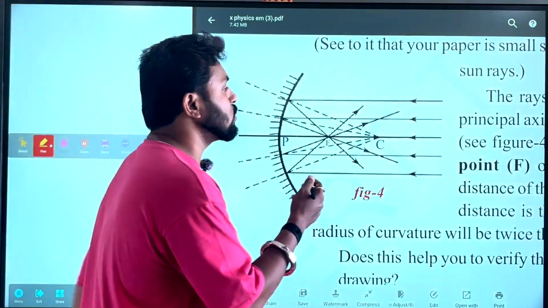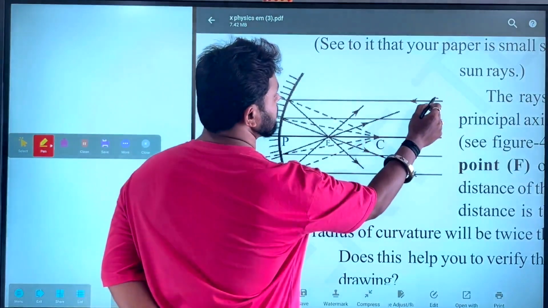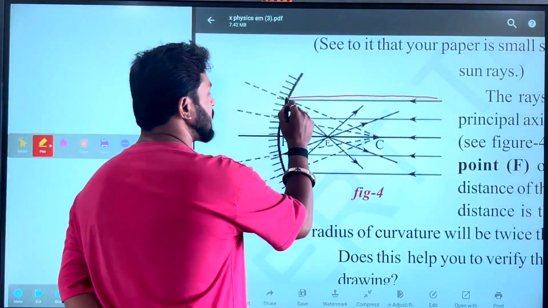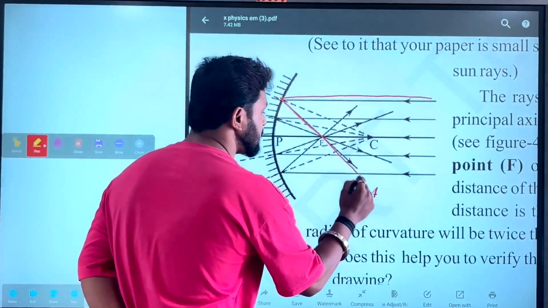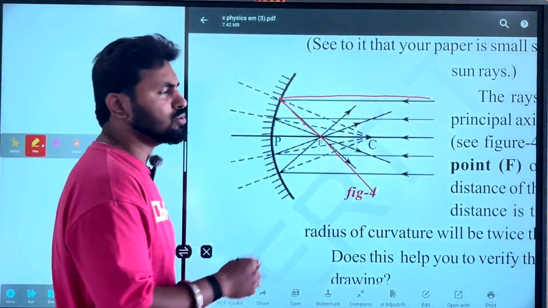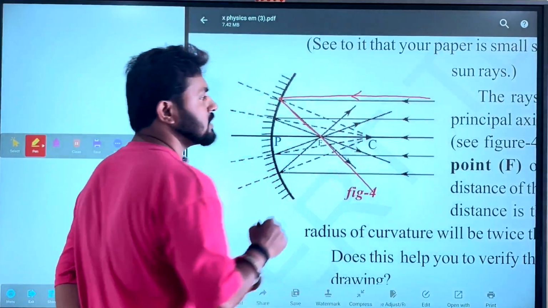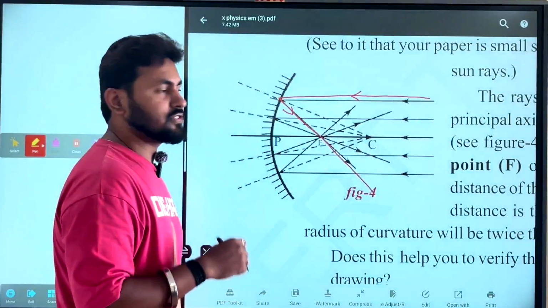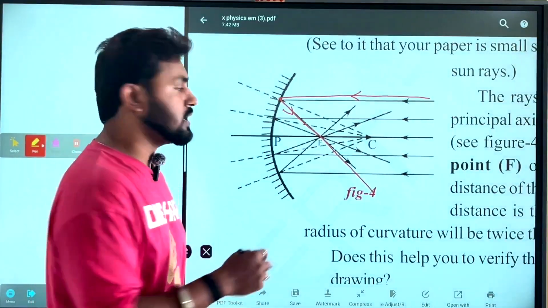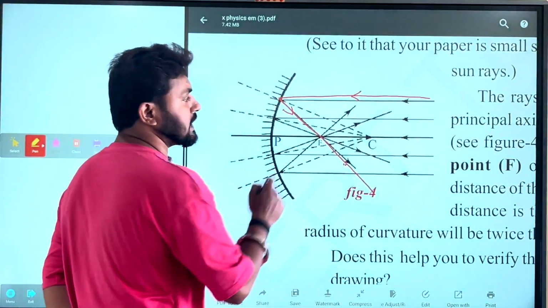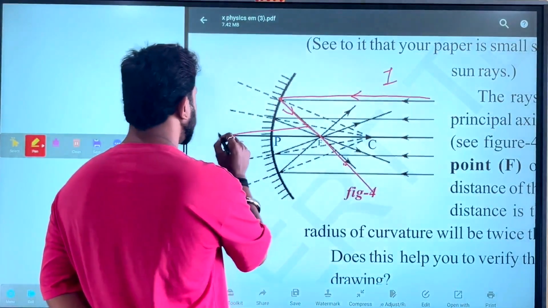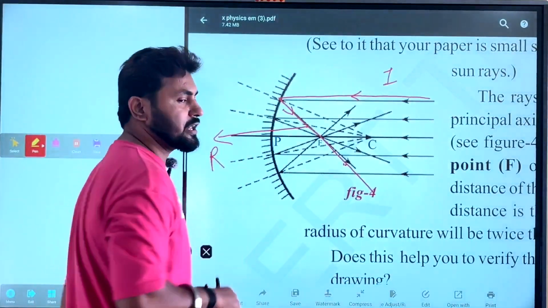Now how does it look? Let's say this line which is coming is an incident ray. After striking the mirror, it is passing through one point. This is the incident ray and this is the reflected ray that we have.